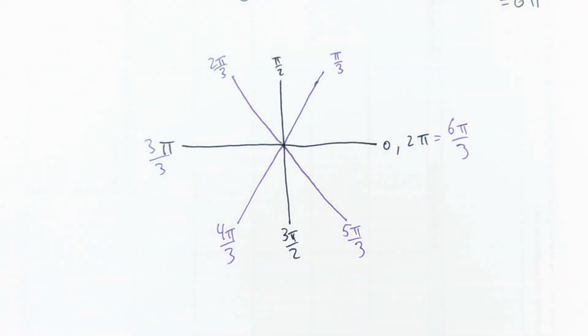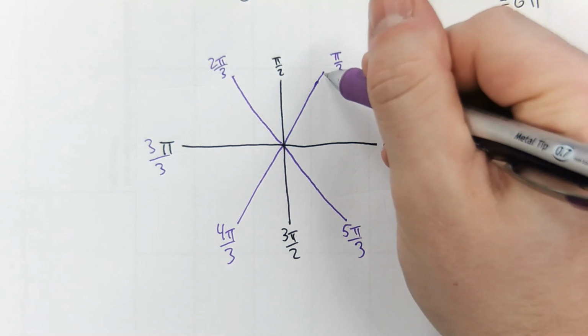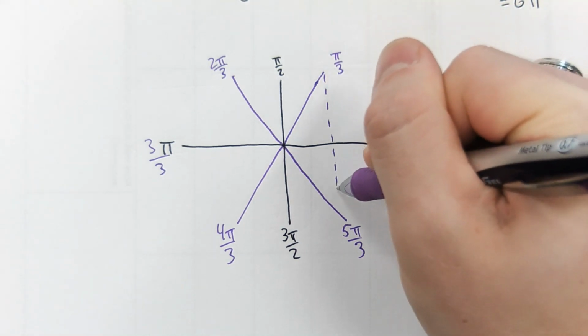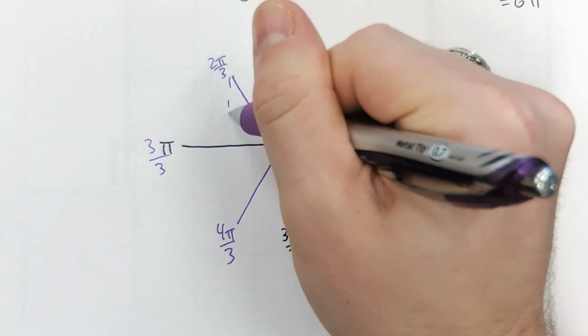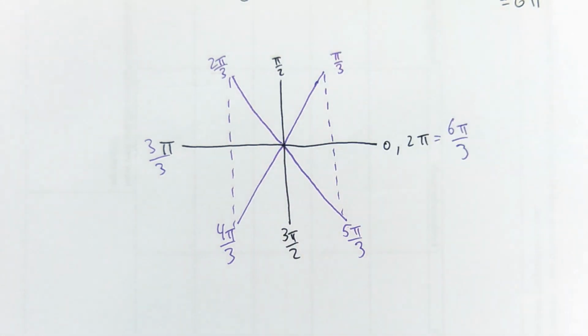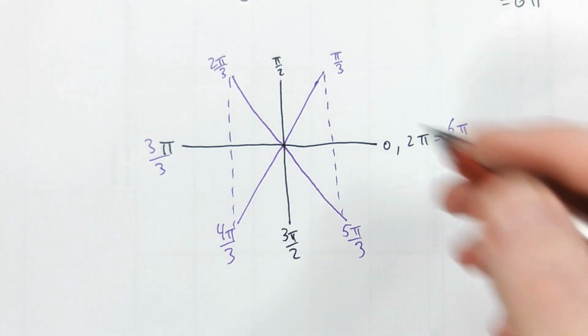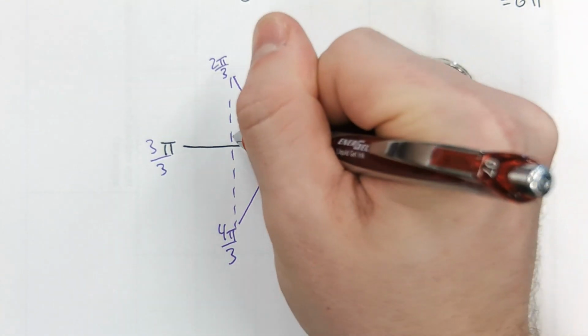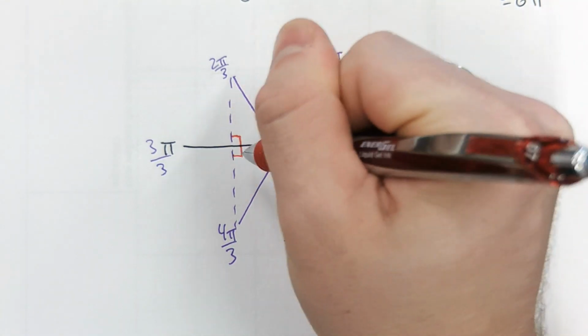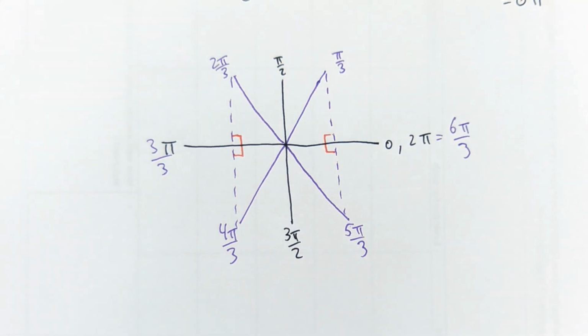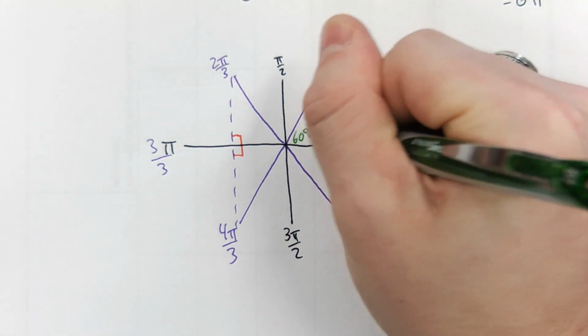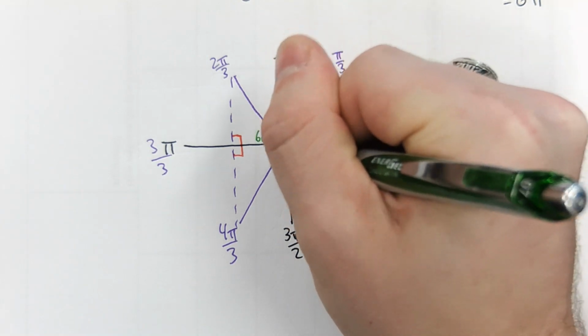Once again, drawing my vertical lines creates 4 triangles. 4 right triangles. And I said these are the 60s. What's a good color? Green will work for my angles. This is a 60-degree reference angle, and so are the other 3.